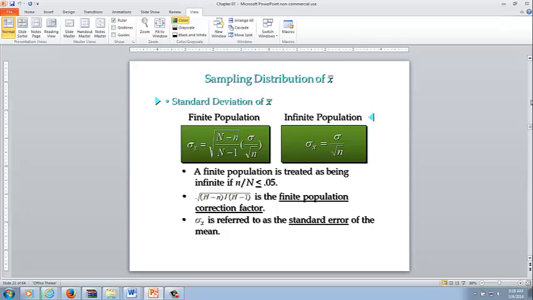Remember these equations? We can use the one on the left if the population is finite. We can use the one on the right if the population is infinite. The one on the right is very much easier to remember and use. The nice thing is that we can use that if, look at the first bullet point, if small n over big N is less than 5%. Hence, if the population size is large relative to the sample size, we can use the simpler equation on the right to compute the standard deviation of the sample mean x bar.